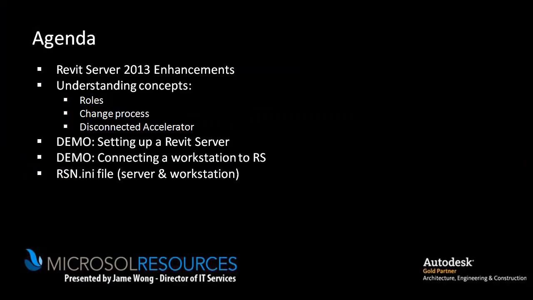We've got a few items on the agenda today. First, we're going to start with some enhancements to Revit Server 2013 and how it improves upon 2012. We'll also introduce some concepts like different roles. 2013 has the host, the accelerator, and the admin role, and you need to decide how these roles are configured on the network. Lastly, we're going to go through a demo, setting it up and configuring a Revit server on my virtual machine, as well as connecting Revit Architecture 2012 to my Revit server. Environment variables and the rsn.ini file determine server roles, so we need to take a minute to explain that.